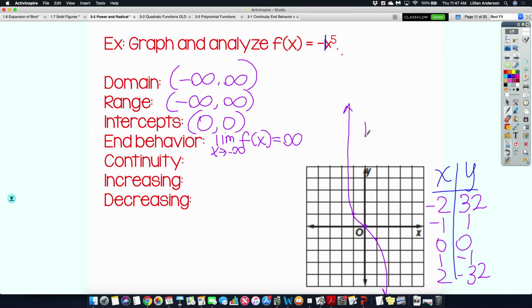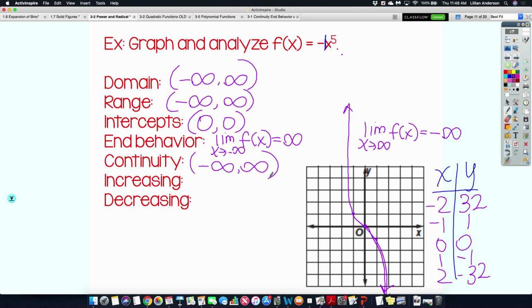And I need my right end behavior. Valeria. The limit of x to infinity is infinity. Positive infinity. Careful. The right is this side. So it's actually going to be negative infinity. It's going down on the right hand side. Jose, is it continuous? Yes or no? Yes. Because there are no holes, no breaks, no jumps, no gaps. I can continue all the way through. It is continuous on the entire interval. There is no bounds. There is no restrictions.